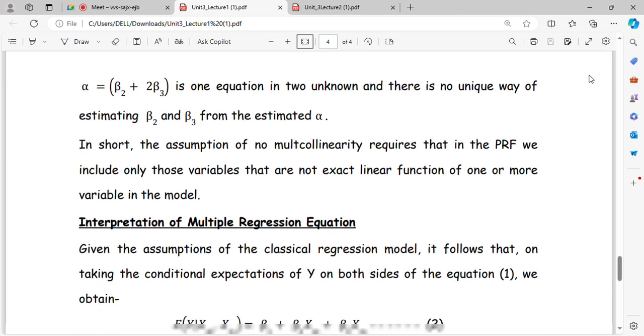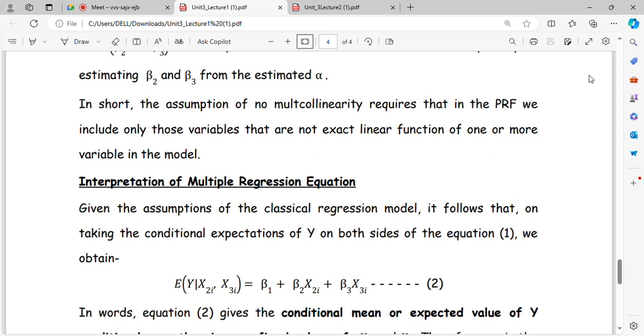Now we will try to interpret the multiple linear regression models. So given the assumptions of the classical linear regression model, it follows that on taking the conditional expectation of y on both sides of equation 1, we obtain, basically আমরা যদি conditional expectation নিই তাহলে obviously error termটা থাকবে না. That means expectation of y given the values of x2 and x3, these are the conditional values, we are getting beta 1 plus beta 2 x2i plus beta 3 x3i.